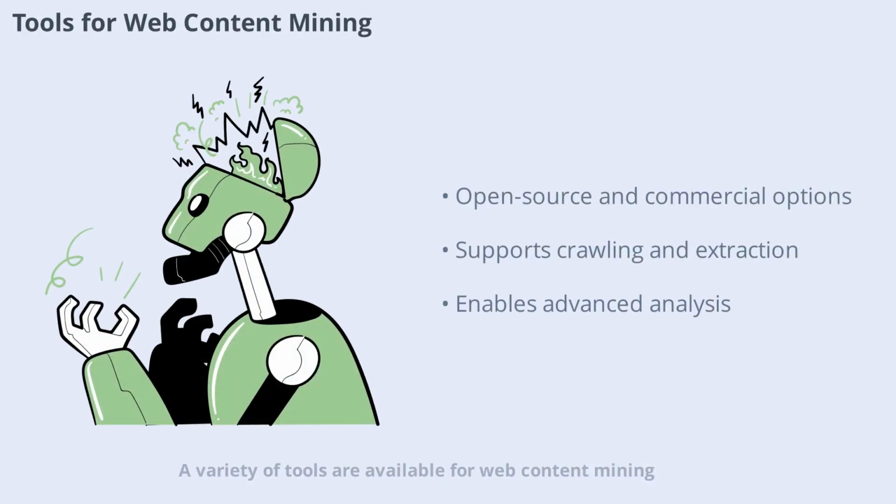A variety of tools are available for web content mining, ranging from open-source libraries to commercial platforms. Popular tools include Scrapy, Beautiful Soup, and Apache Nutch for web crawling and extraction. For analysis, tools like Python's NLTK and spaCy are widely used. Choosing the right tool depends on your specific needs, technical skills, and the scale of your project.